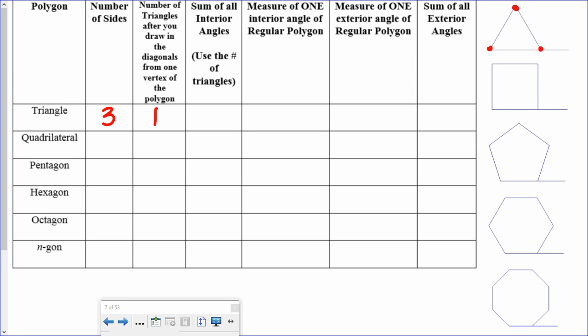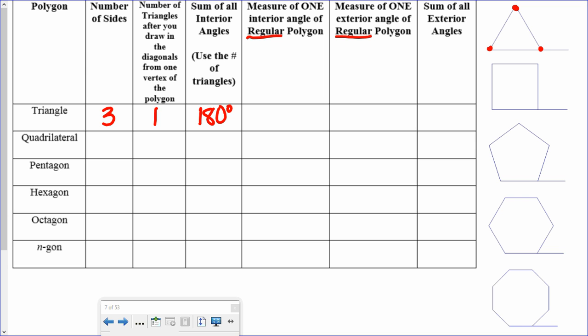It will make sense when we get to the second row. Okay, sum of all the interior angles, use the number of triangles. So sum of all the interior angles of a triangle is 180 degrees. Now, notice that these two columns talk about regular polygons. And remember, regular polygons means all the sides are congruent to each other and all of the interior angles are congruent to each other. And we'll also figure out that that would mean all the exterior angles would be congruent to each other as well.